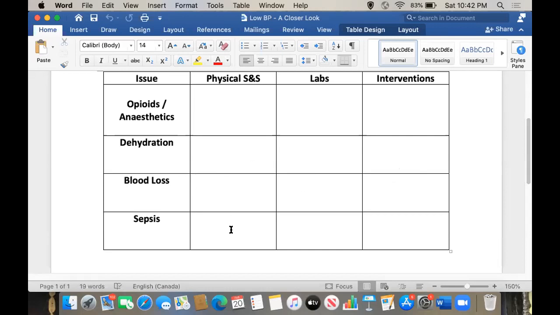And it brings us to our last topic here, which is sepsis. And for that, we're going to look at some of the tables from your book. We'll talk about those tables, and that'll conclude our discussion on low blood pressure for now.